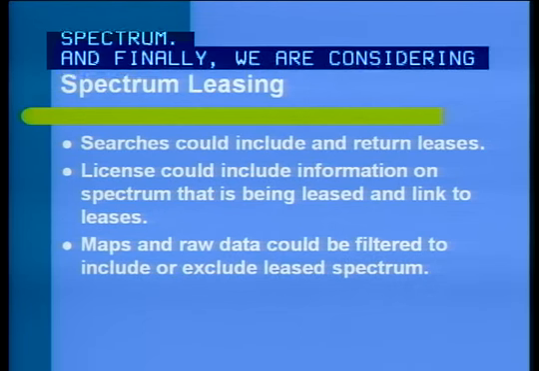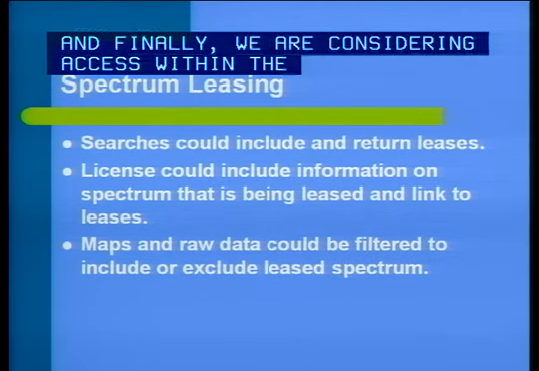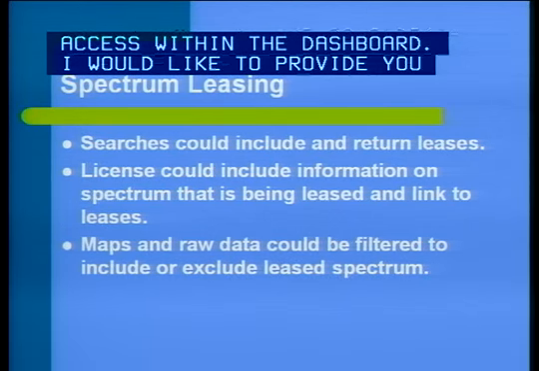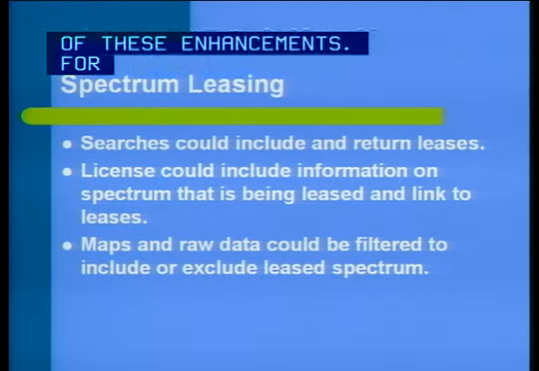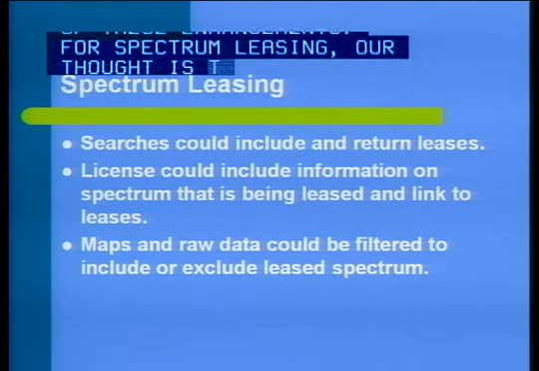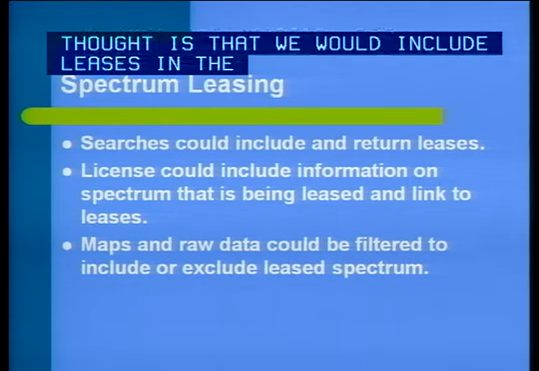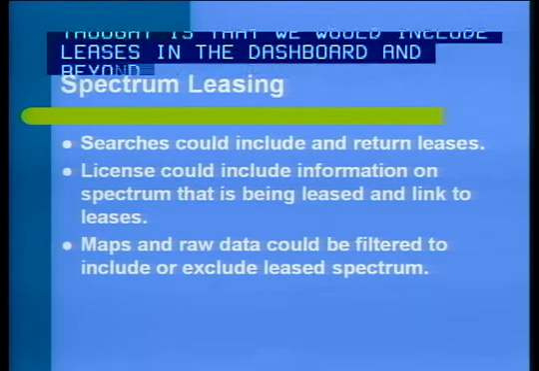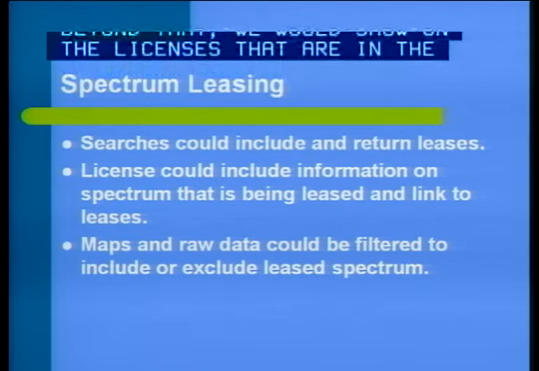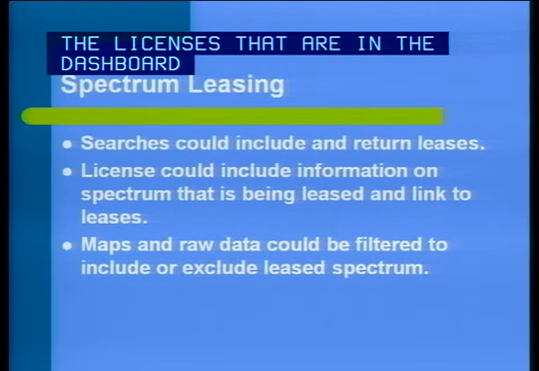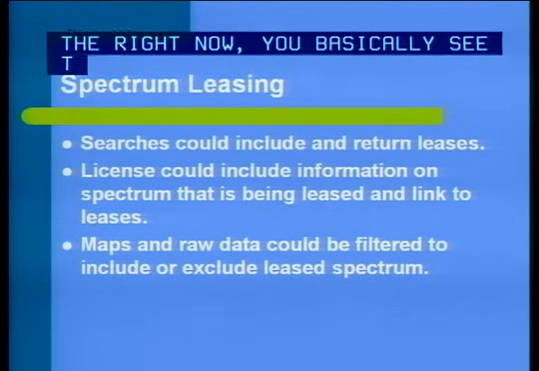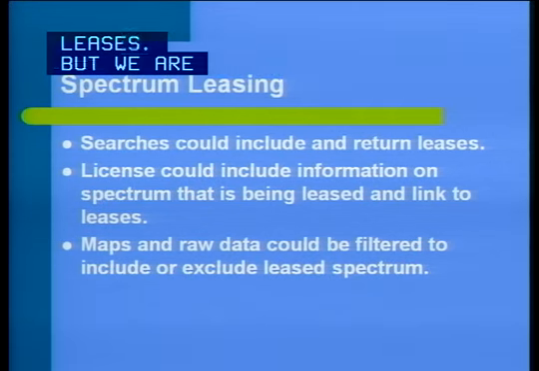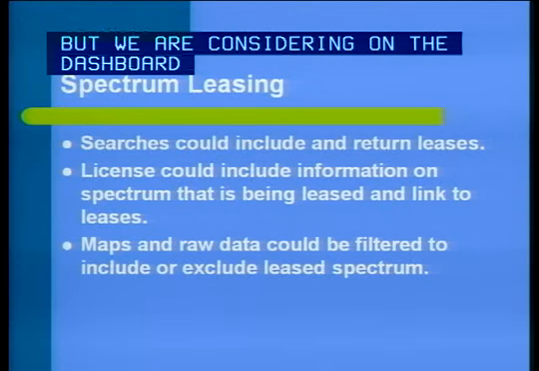I'd like to provide you some more detailed information about what we're considering for some of these enhancements. For spectrum leasing, our thought is that we would include leases in the dashboard, and beyond that, we would show on the licenses that are on the dashboard what spectrum is being leased. So right now, within ULS, you basically see the license and you link to leases to try to identify how spectrum is being leased. But we're considering within the dashboard on the license itself showing you or identifying the spectrum that's being leased and the type of lease.